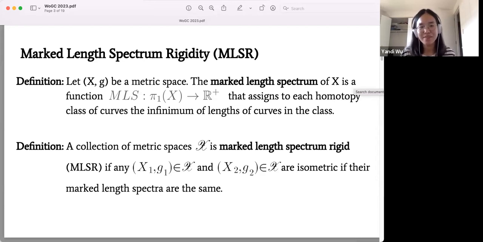Then we say that a collection of metric spaces is marked length spectrum rigid if whenever you have two metric spaces with the same marked length spectrum, then they're isometric. I want to point out that implicit in this definition is that the fundamental groups of your two spaces are the same, because there's no way to compare their marked length spectra if they have different fundamental groups. That's why it's a weakening of Mostow rigidity, because Mostow said that if the fundamental groups are the same, then the two spaces are isometric. But here you have this additional assumption that the marked length spectrum is also the same. That's an introduction to what marked length spectrum rigidity is.